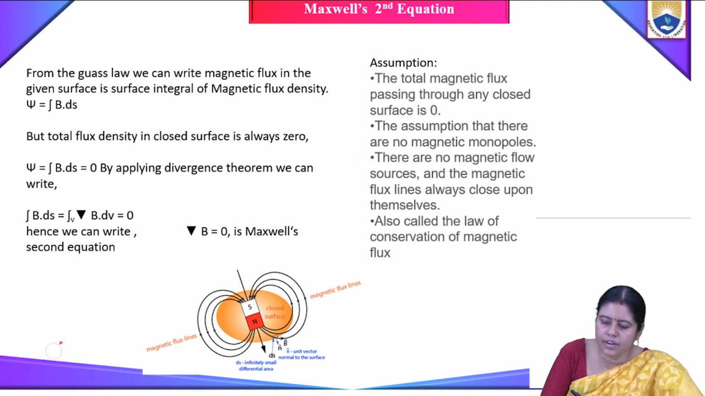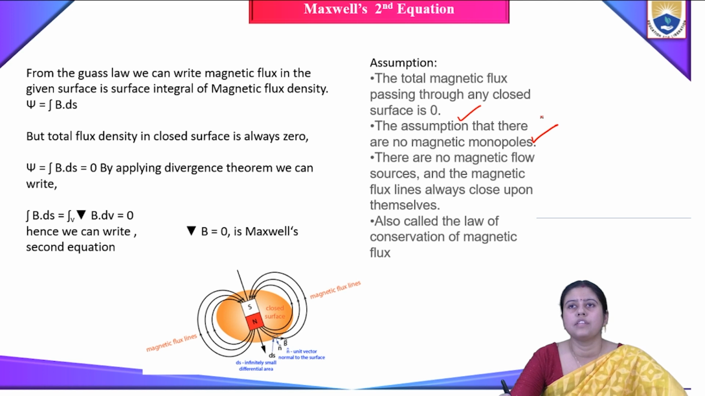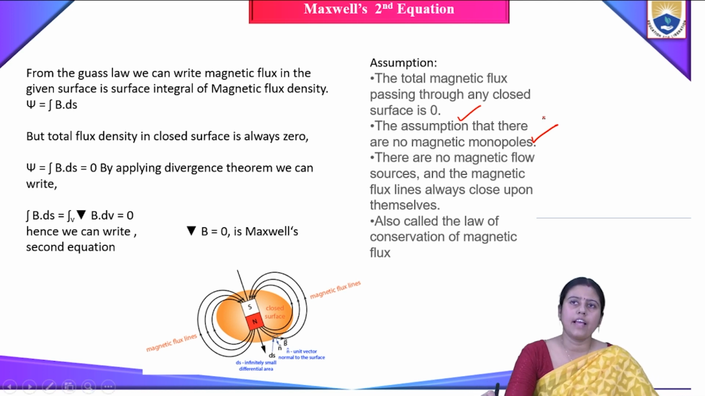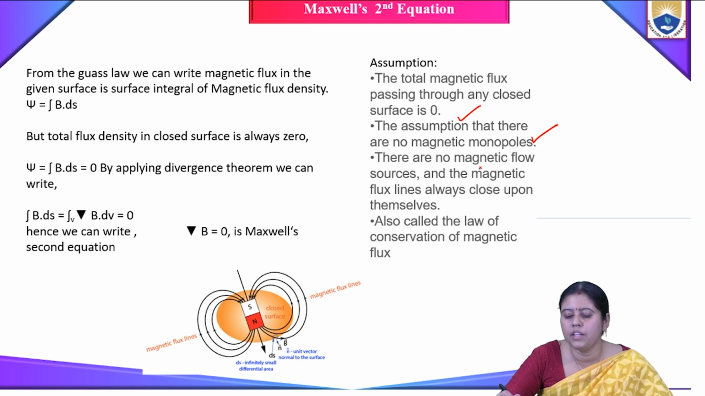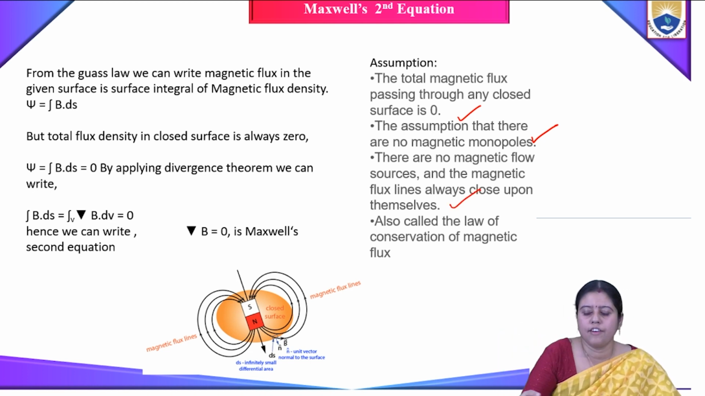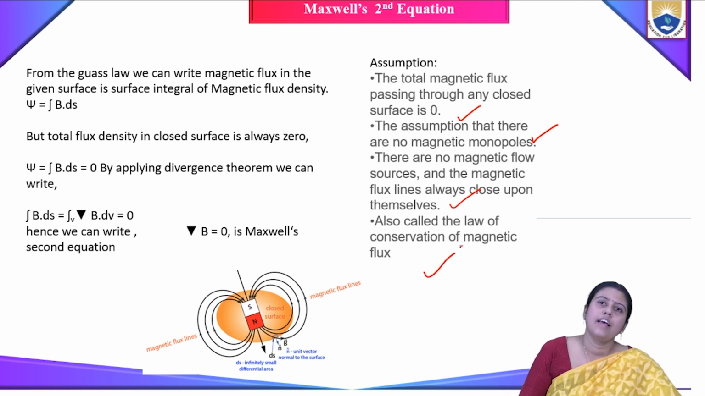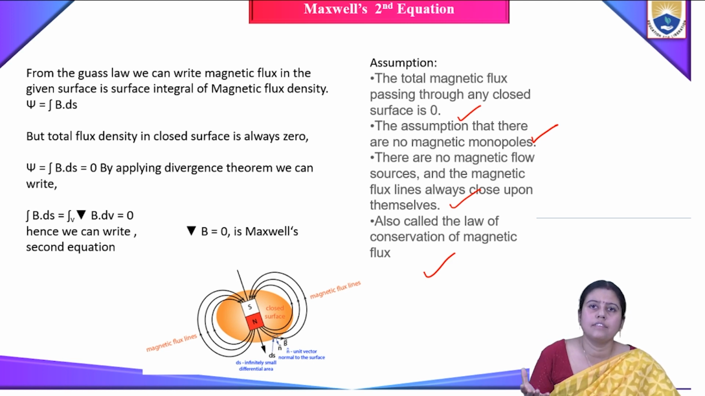So there is some assumption. We are assuming the total magnetic flux passing through any closed surface is 0. The assumption is that there are no magnetic monopoles, because magnetic monopoles cannot be practically feasible. There are no magnetic flux sources, and magnetic flux lines are always closed upon themselves. There are no diverging lines, and also the law of conservation of magnetic flux: the number of magnetic flux lines passing maintains the conservation of flux.